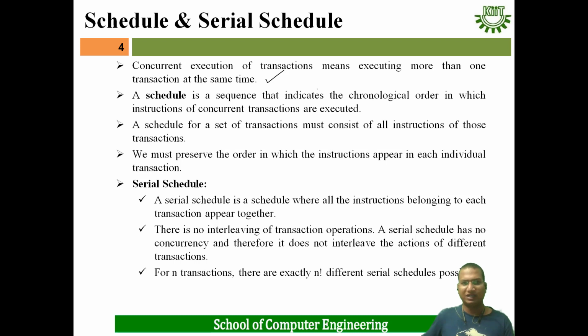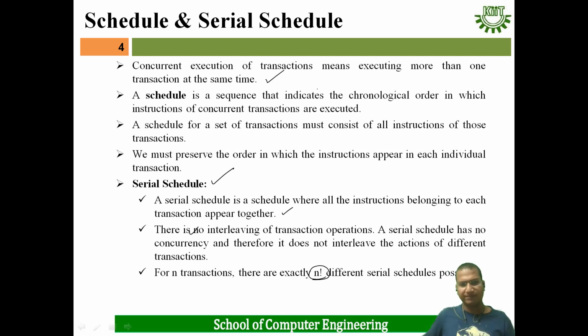Then what is a serial schedule? A serial schedule is a schedule where all the instructions belonging to each transaction appear together. We'll see an example of a serial schedule later on. There is no interleaving of transaction operations. A serial schedule has no concurrency and therefore does not interleave the actions of different transactions. For n transactions, there are exactly n factorial different serial schedules possible.